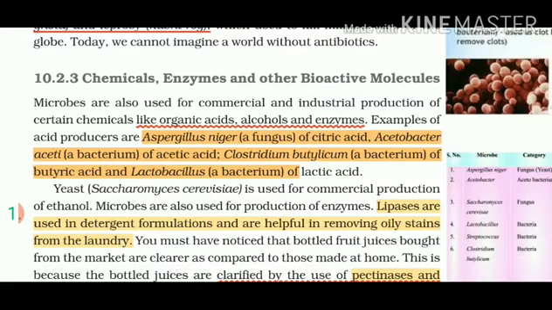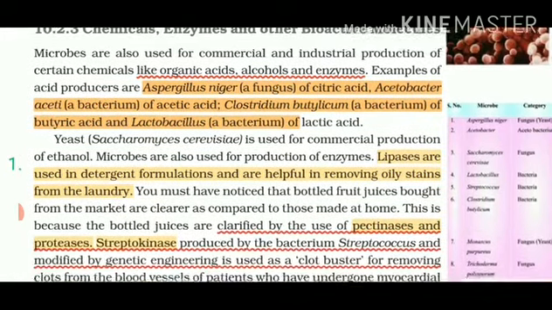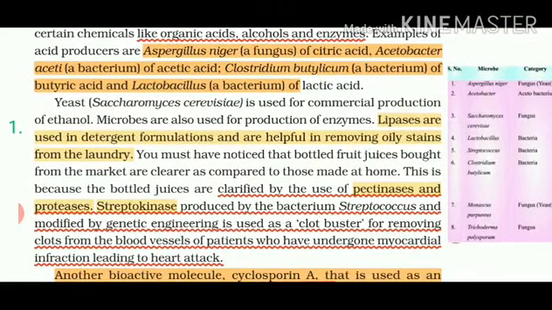Then one was not given there, that was butyric acid. So Clostridium botulism, it's a bacteria, butyric acid is made. And last is Lactobacillus, a bacteria that is making lactic acid. Now in the next paragraph, we will talk about various kinds of enzymes.